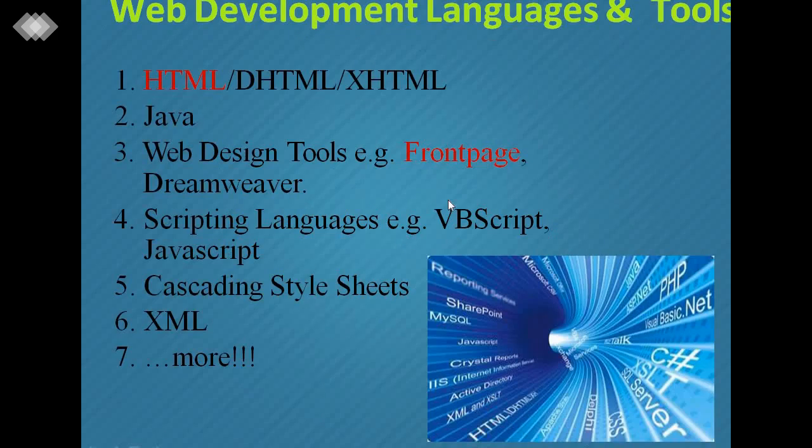Now, web development languages and tools. During the designing of a website, we need some languages and tools to develop it, and these are: number one, HTML, DHTML, XHTML. Number two, with the help of the Java language, you can build your website. Number three, web design tools like FrontPage and Dreamweaver. Number four, scripting languages used to design a website, such as VBScript and JavaScript.